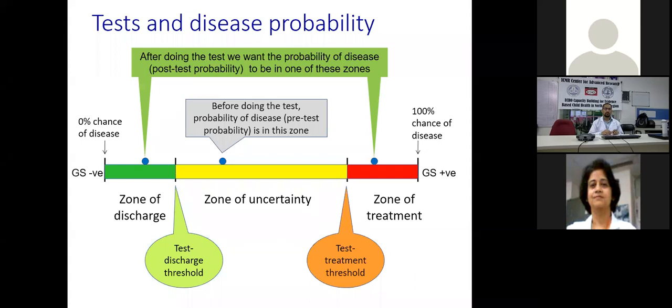So a test that does not take you from the zone of uncertainty to either the zone of treatment or the zone of discharge is a useless test. That means it is still leaving you in a zone of uncertainty. So you want a good test to leapfrog you from the zone of uncertainty to a zone of treatment or to zone of discharge so that you can take action.